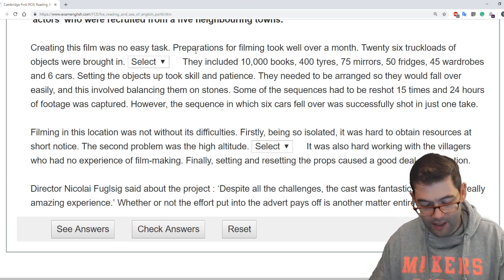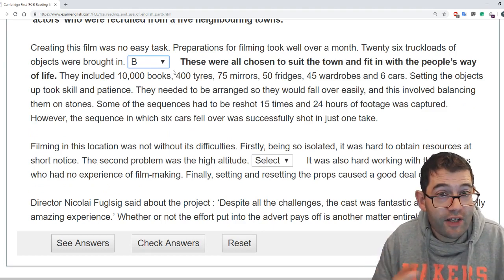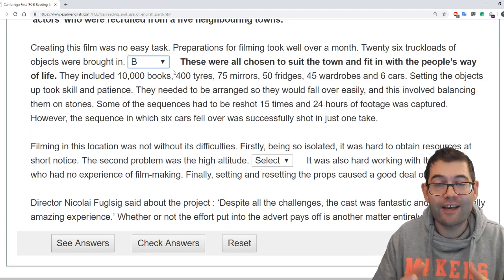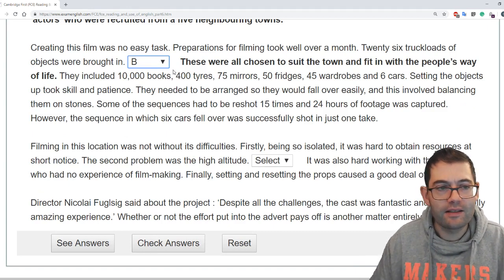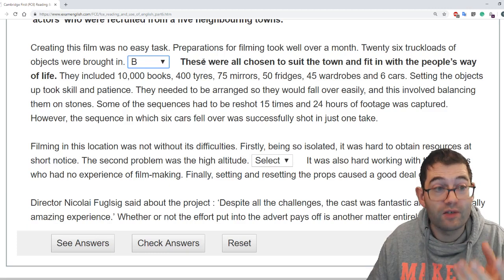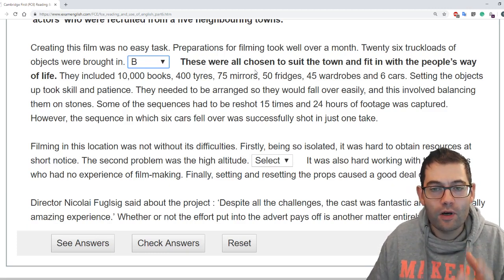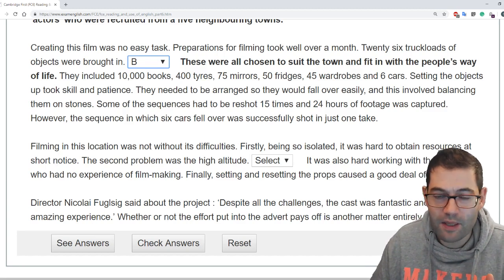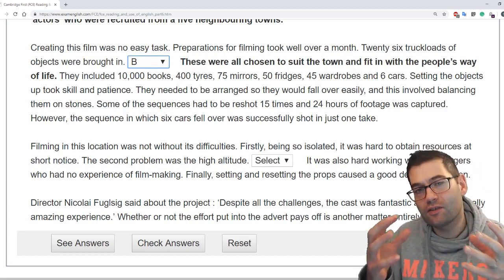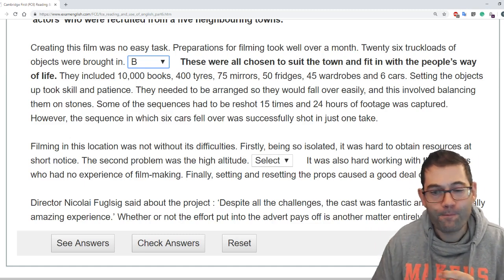And if we have a look at the answer, which is B, we can see that straight away. This answer gives us that connection to the context. These, in other words, these is the vocabulary link to truckloads of objects and everything that's mentioned after the gap, were all chosen to suit the town and fit in with the people's way of life. So it fits into the context of the whole article and the location of where these people are.